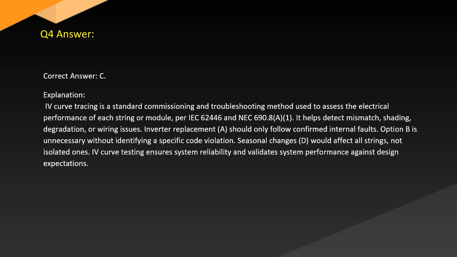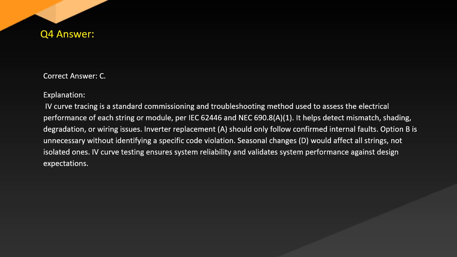Answer. Correct answer: C. Explanation. I-V curve tracing is a standard commissioning and troubleshooting method used to assess the electrical performance of each string or module, per IEC 62446 and NEC 690.8(A)(1). It helps detect mismatch, shading, degradation, or wiring issues.